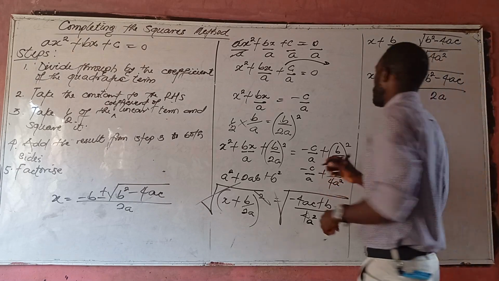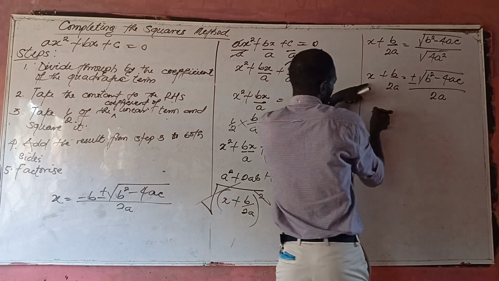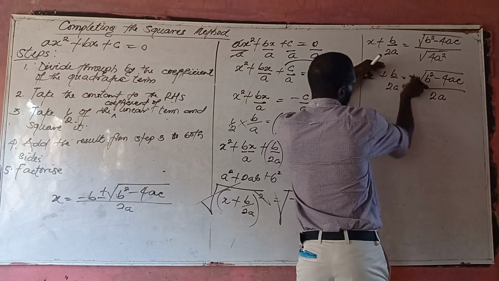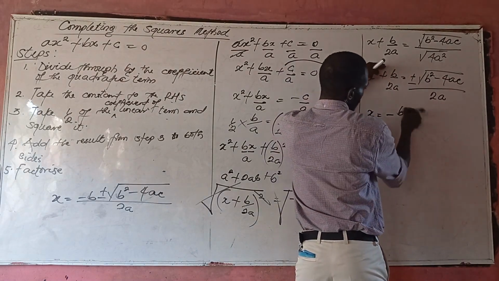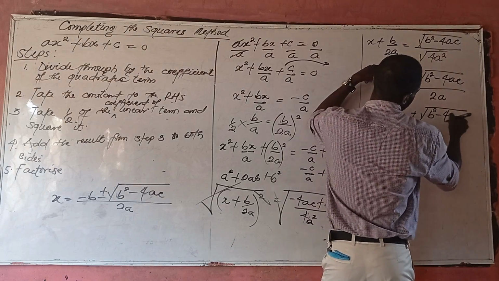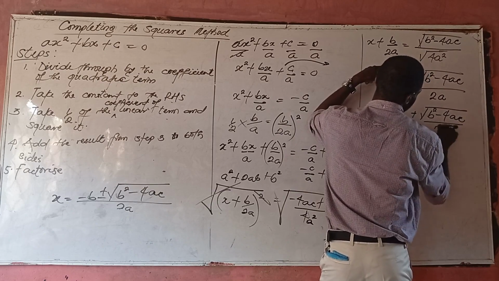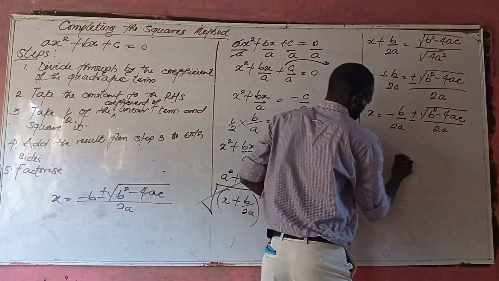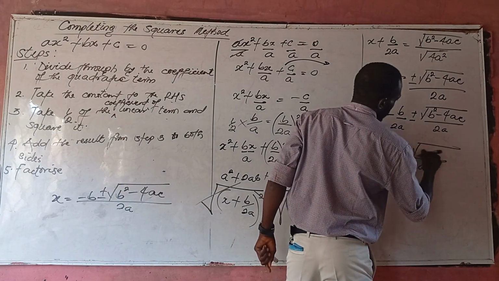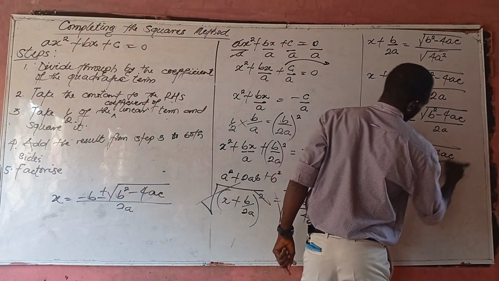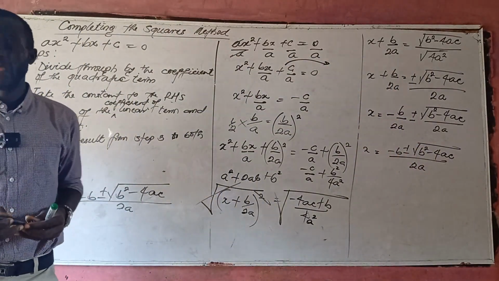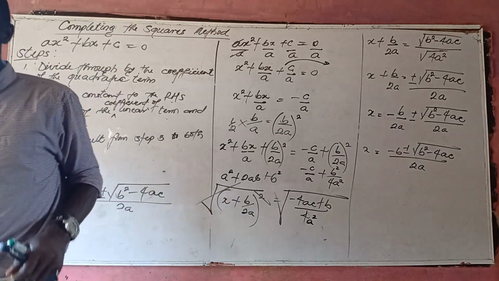Make sense? So from here, this one will go there and we'll have x equal to, let it come to the front here. If this one comes here, it becomes negative, right? Negative b over 2a plus or minus root b squared minus 4ac over 2a. LCM, 2a. So you have minus b plus or minus root b squared minus 4ac, over 2a. Is this clear? So that's the equation. Now let's apply it to a real question.